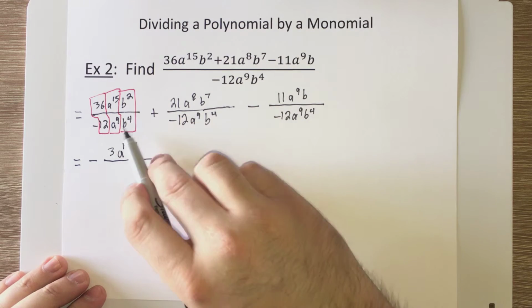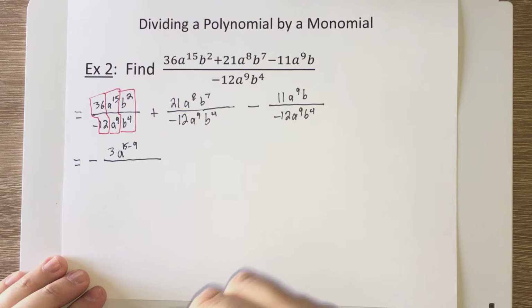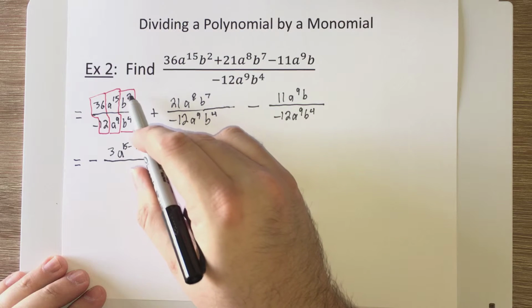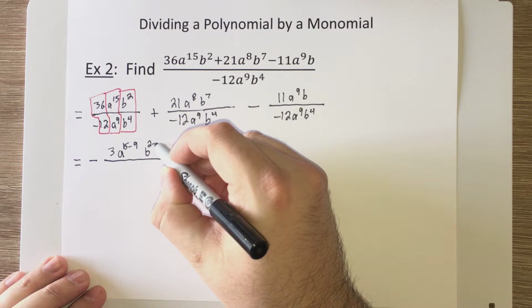Okay, then when you divide the b's, same thing. They have the same base, so the answer is going to have the same base. So you're going to put b up on top here. And you subtract the powers, top power minus bottom power. So you do 2 minus 4.